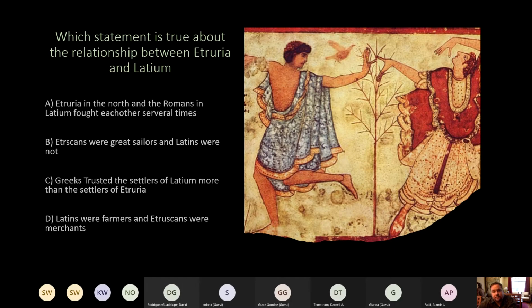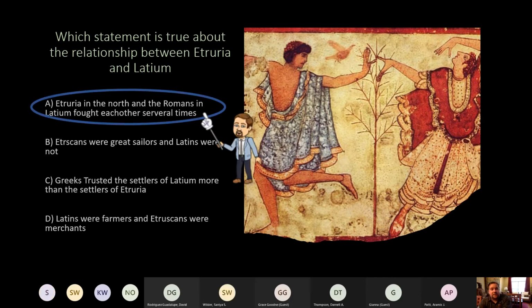Sanaya, what do you think? I'm sorry, say that again. I think you cut out. D. So the correct answer to this one is actually A. So they actually fought each other a bunch of times. Sometimes the Etruscans win and sometimes the Latins win. It kind of goes back and forth.